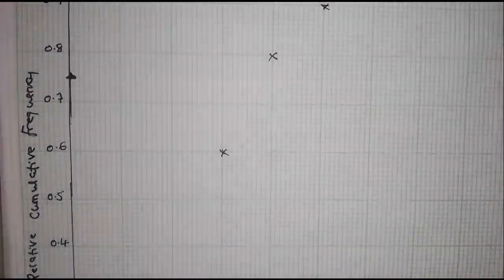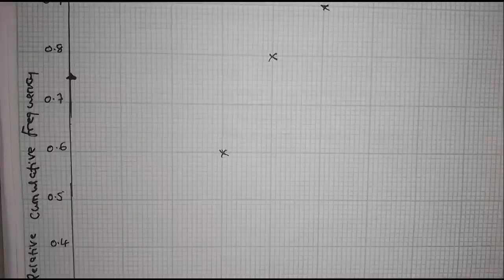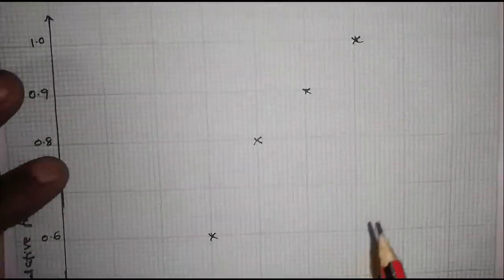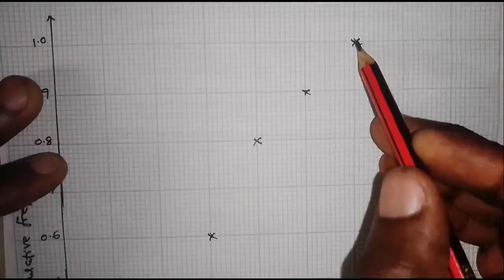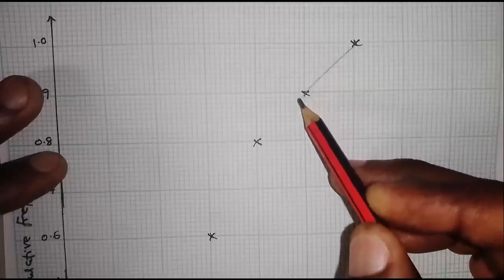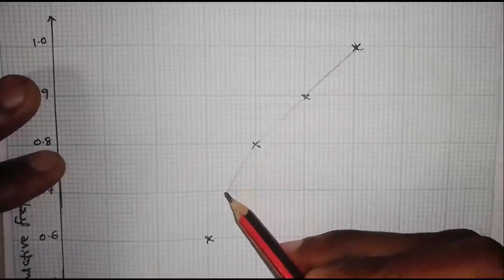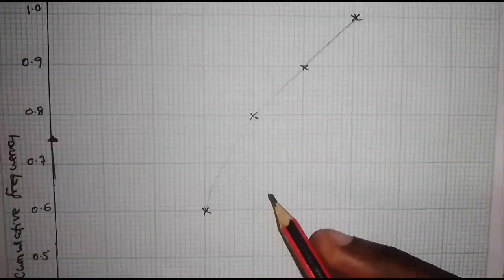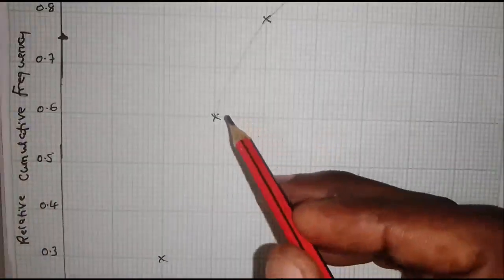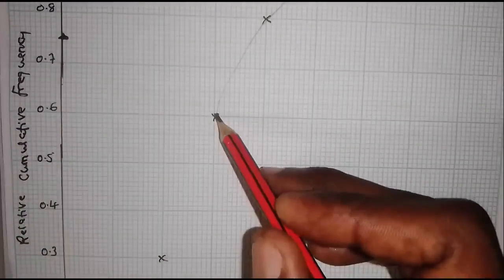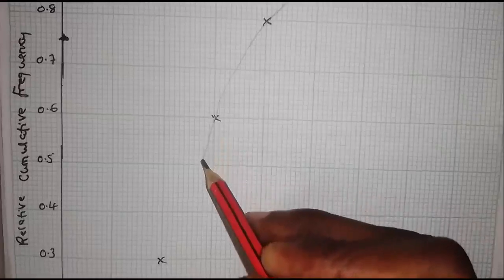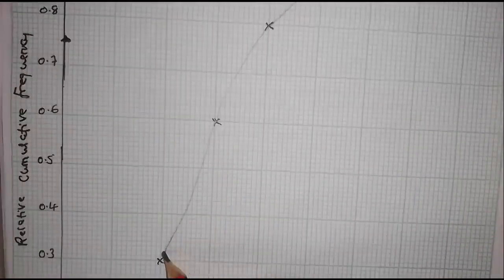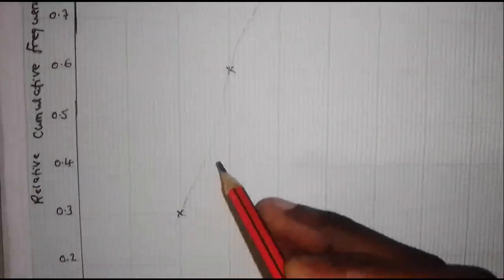And now I'm going to use a pencil just to join them. Just join them the way you see them. Don't worry that it's going to bend. That's the way you see them. Okay.